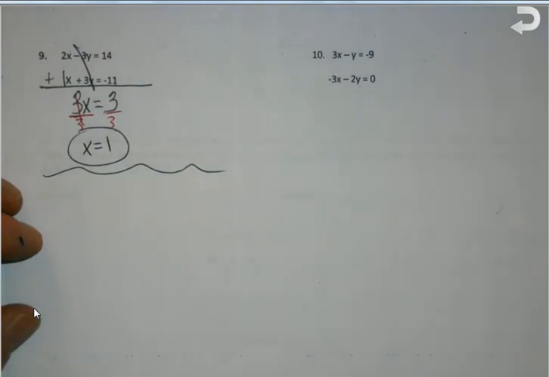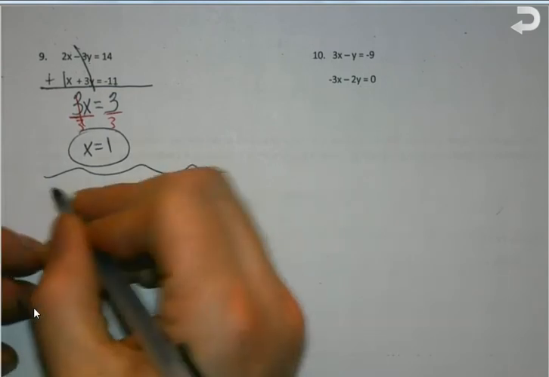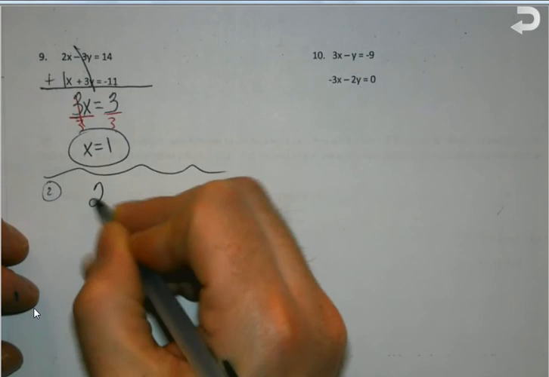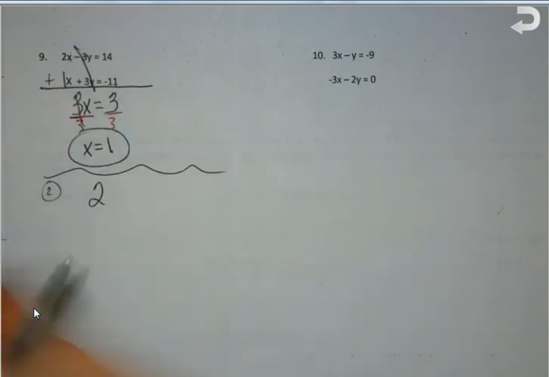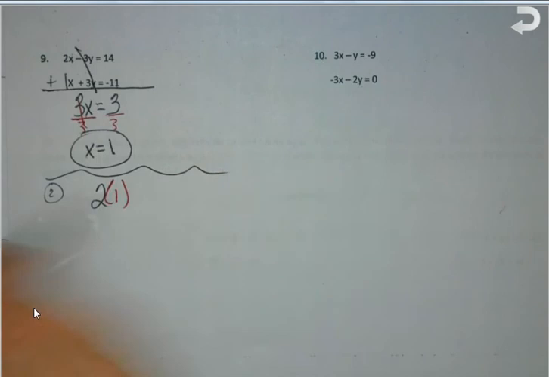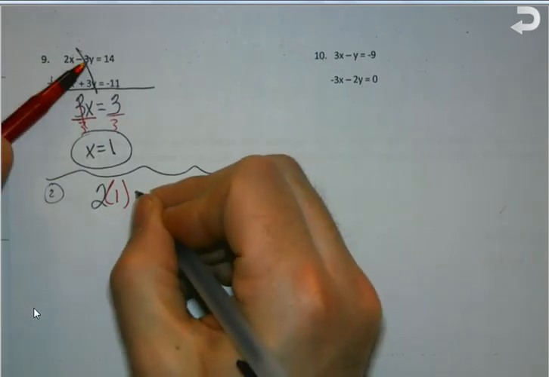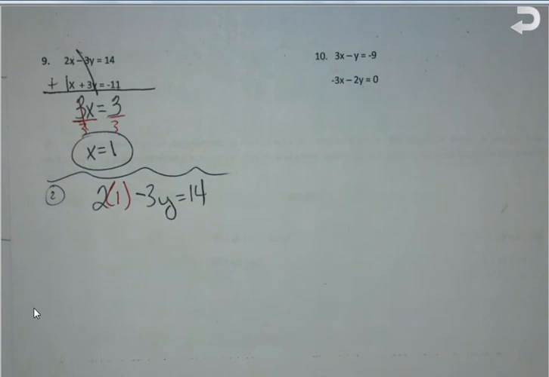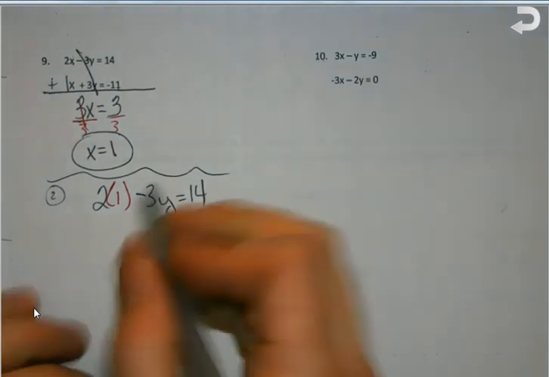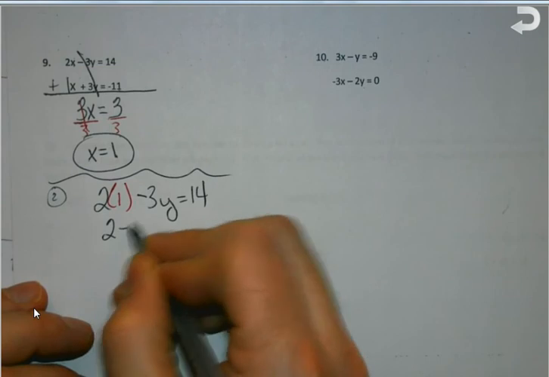Again, it's personal preference on which equation you want to plug into. Let's just say I happen to plug into the top one just because I'm in a habit. So I've got 2x, but I know what x is now. It's 1. So I plug that in, and then I just copy the rest of it. Because now you notice the only variable left is y. So I multiply the 2 times the 1.